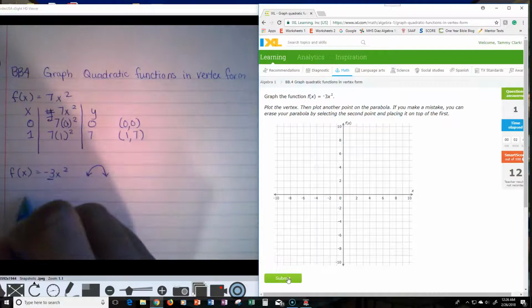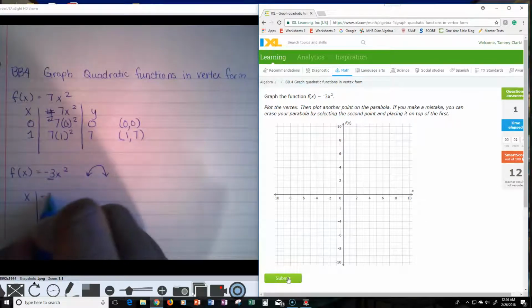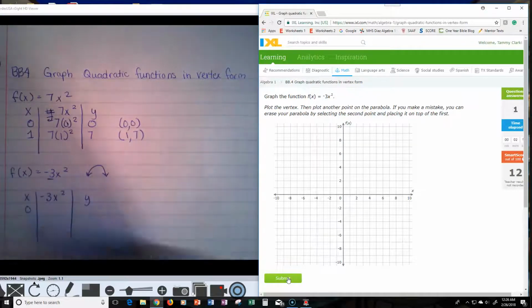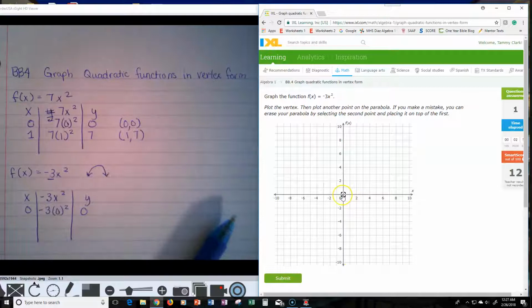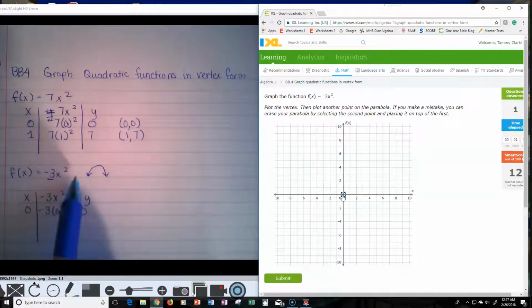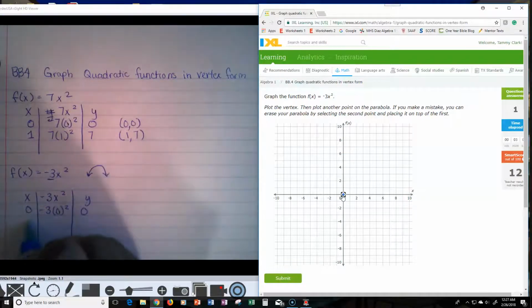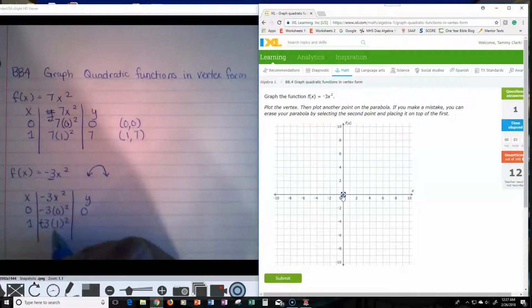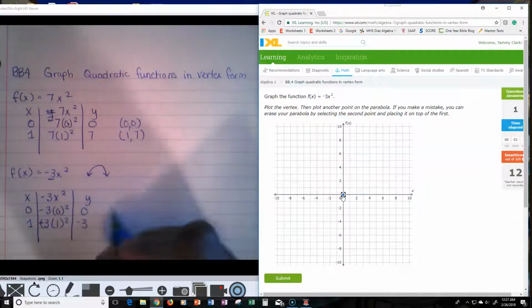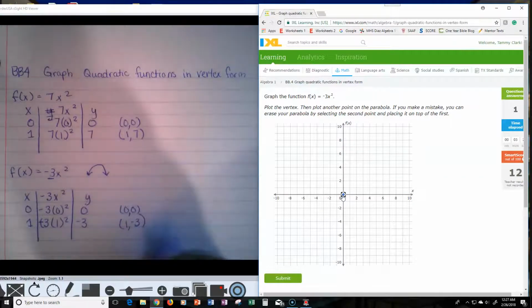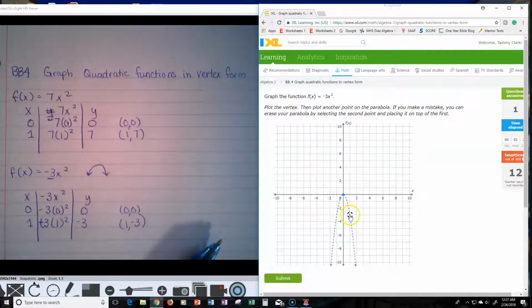Do the same thing. So we've got an x, negative 3x squared, and then we're going to get a y. Choose 0. Zeros are always easy. So negative 3 times 0 squared, that gives us 0. And that makes sense because we don't have a b term, we don't have the h, k, we don't have any of that. So then let's take 1. So negative 3 times 1 squared, well 1 squared is 1 times negative 3 is negative 3. So here the ordered pair was 0, 0, and here the ordered pair is 1, negative 3. So we're going to go 1 and down 3.